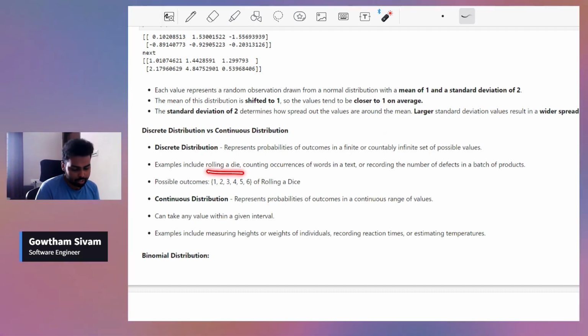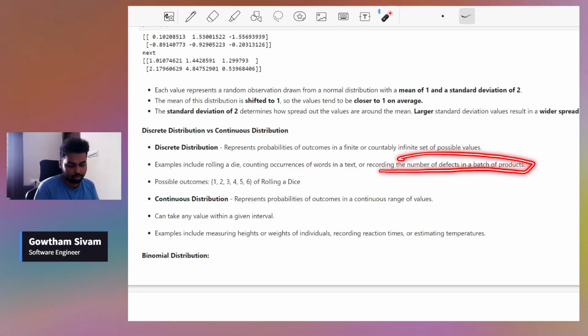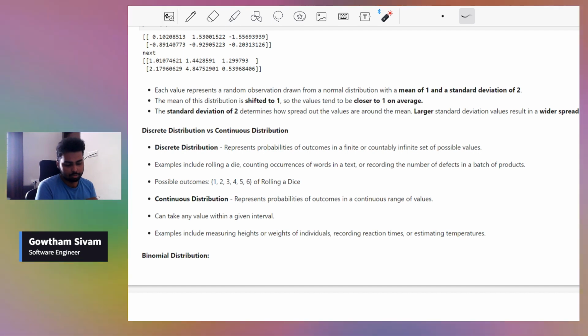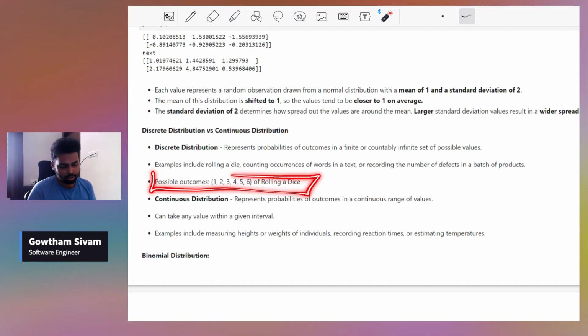Examples include rolling a dice, counting the occurrence of words in a text, recording the number of defects in a batch of products. Possible outcomes could be, for example, you roll a dice, what are the values that you could see? 1, 2, 3, 4, 5, 6, and not more than that, right? Which means the possible outcomes are 6.